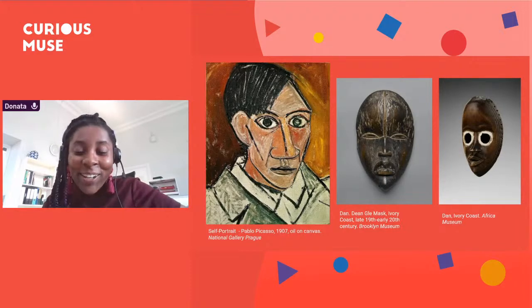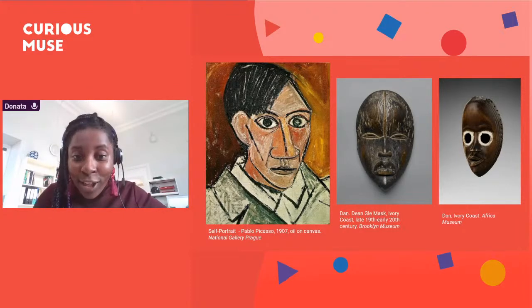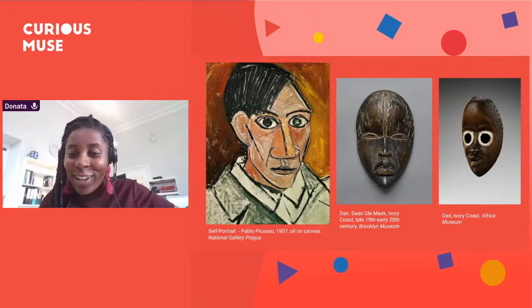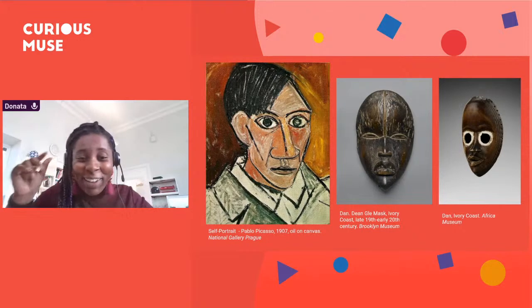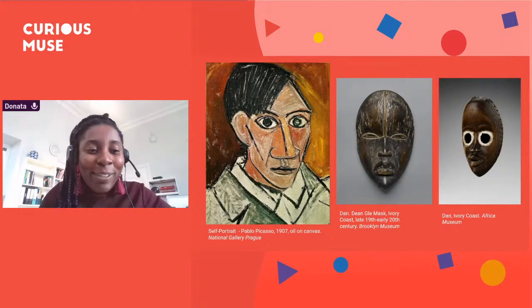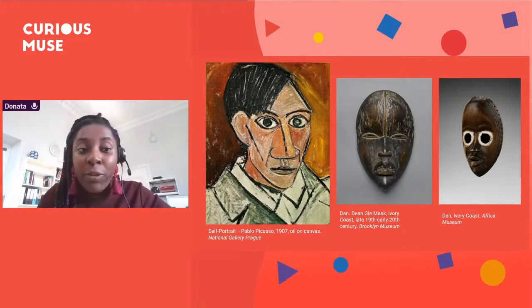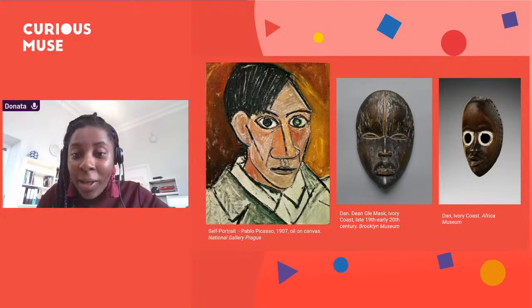So in 1907, he was 25 years old. So this is a self-portrait of Picasso at 25 years old. Oh, I see some coming in now, 20, 35. So it's kind of like a mix of those two. He was 25 and he'd actually moved to Paris a few years earlier.